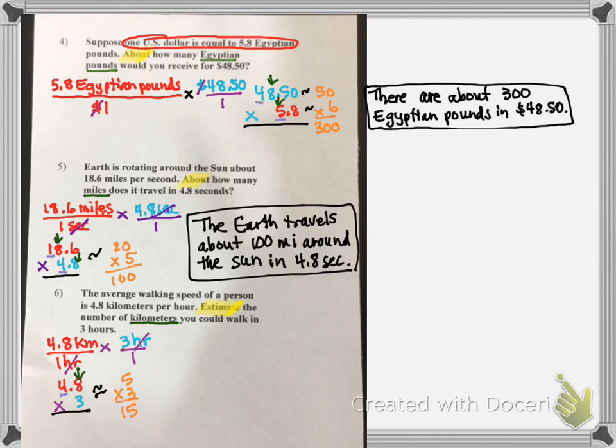So we get 15. And so our conclusion is you could walk about 15 kilometers in 3 hours.